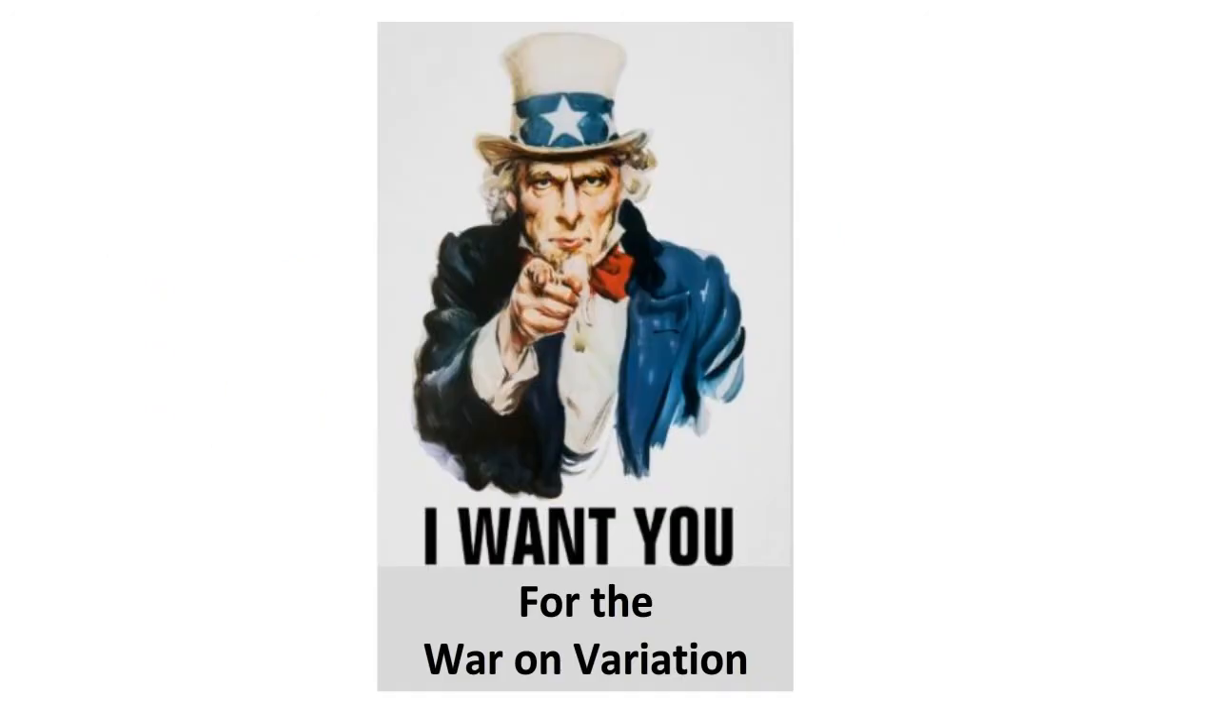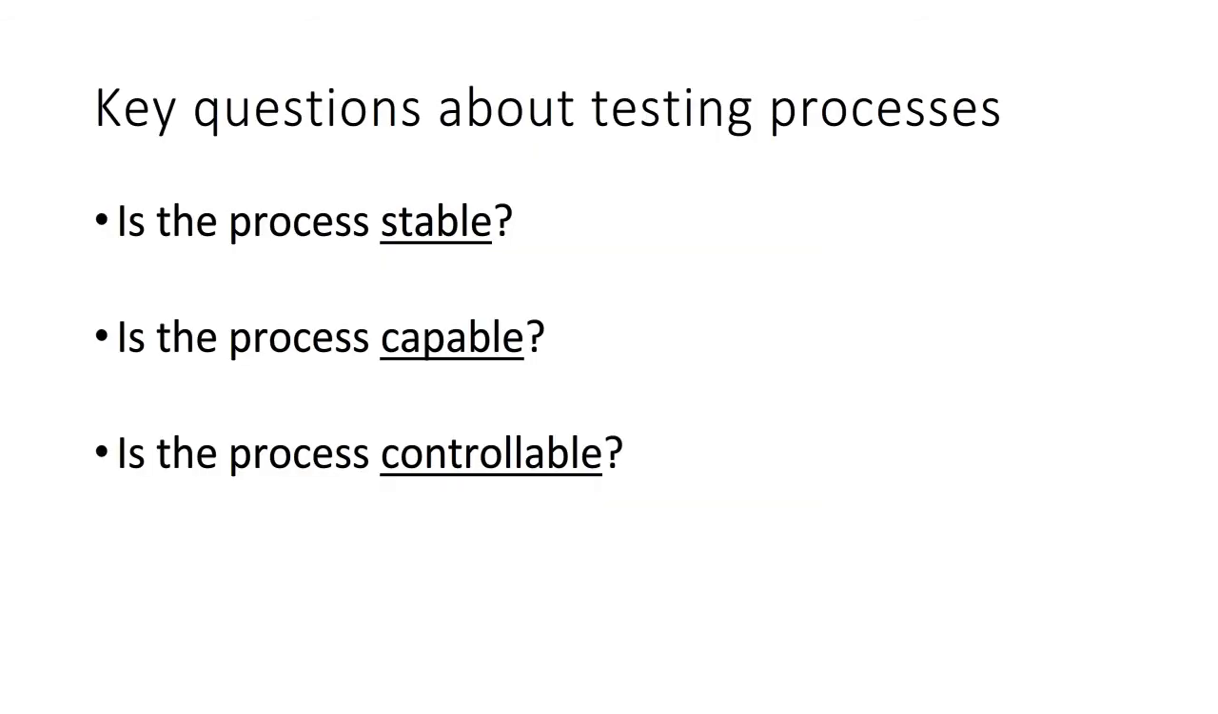The fact that you're watching this video means that you've taken the first step, and we thank you for enlisting in the War on Variation. But to be effective, you'll need some basic training. To begin, you'll need to be familiar with some important concepts. These concepts are stability, capability, and controllability, and they're fundamental to quality control. The upcoming set of videos are designed to help you understand these concepts, and this understanding will help you use QC more effectively.